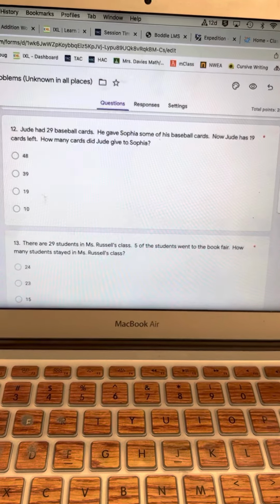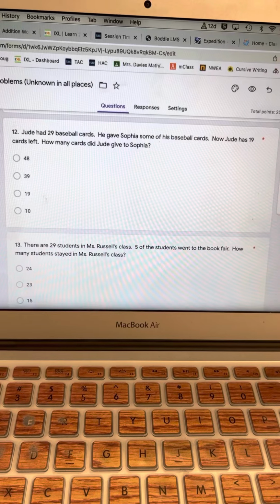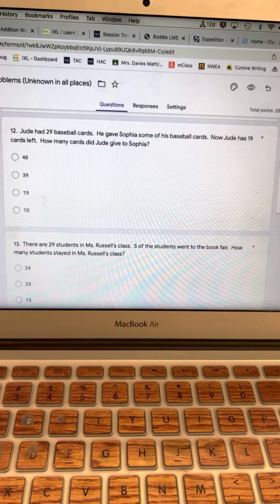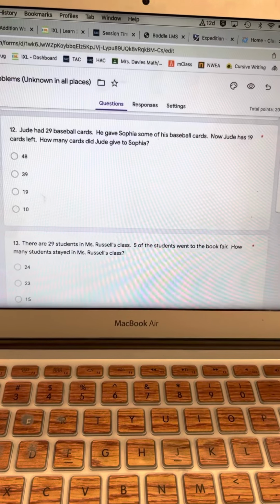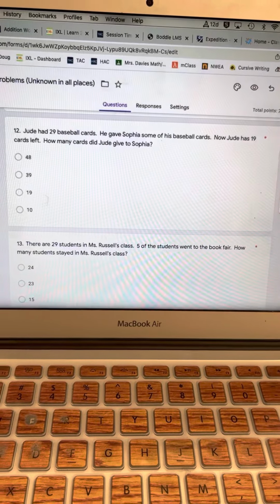Number 12, Jude had 29 baseball cards. He gave Sophia some of his baseball cards. Now Jude has 19 cards left. How many cards did Jude give to Sophia?